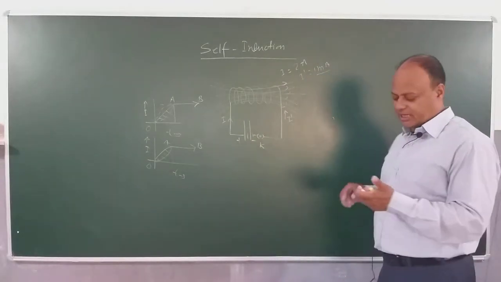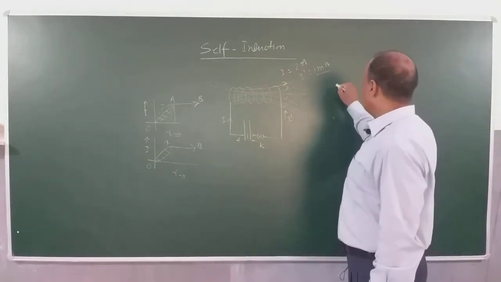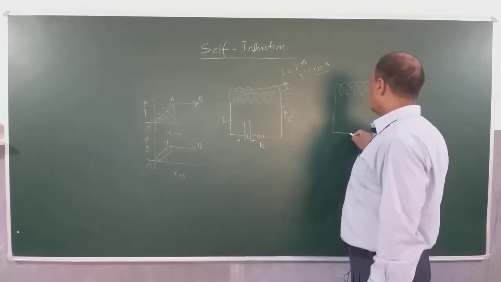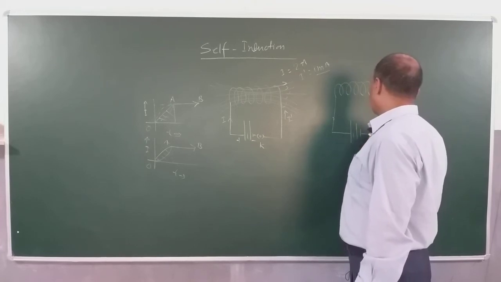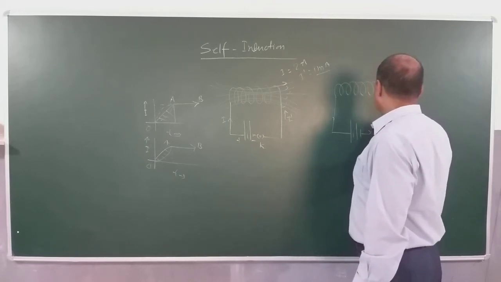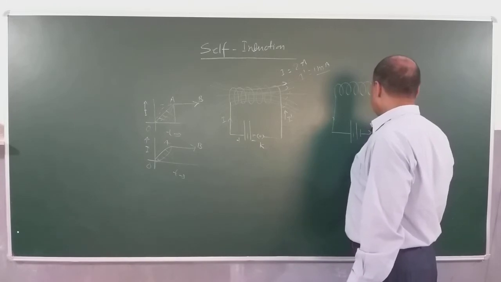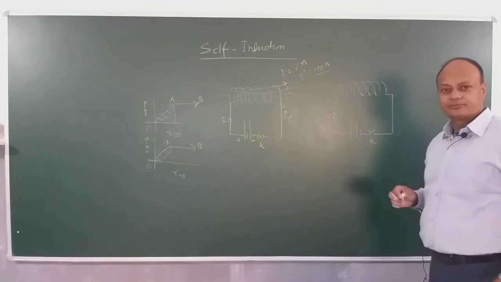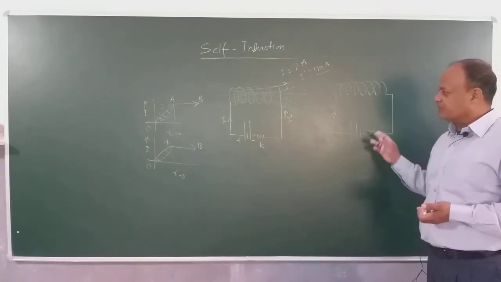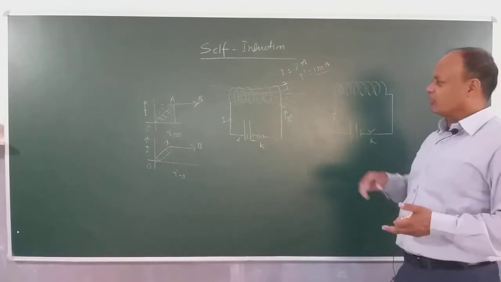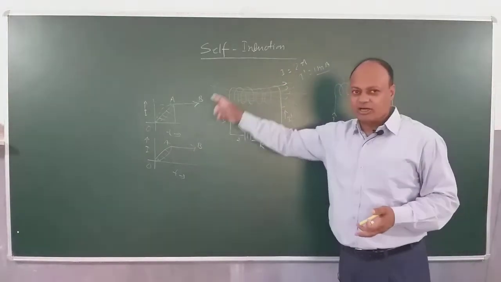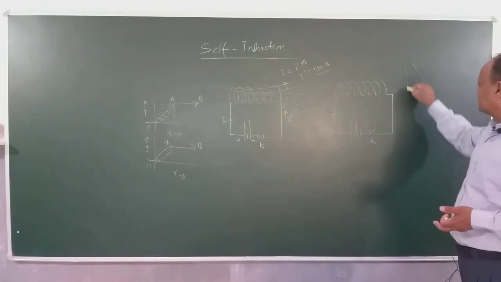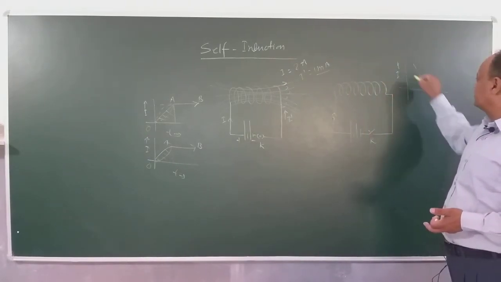Now let us see another scenario. I have the same coil here, I have connected the battery, and then I open the circuit. I open this key K. Initially current was going like this. When I open this key, means I switch off the circuit, then the current will start what? Decreasing. And as the current decreases like this, this is I and this is T.